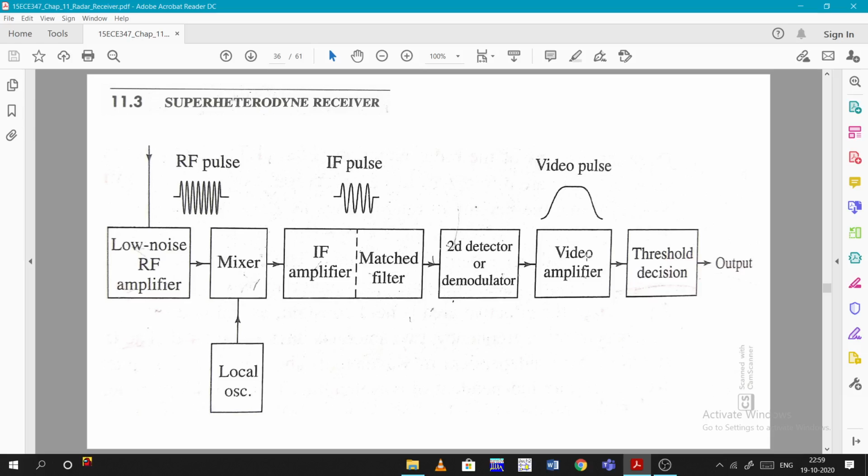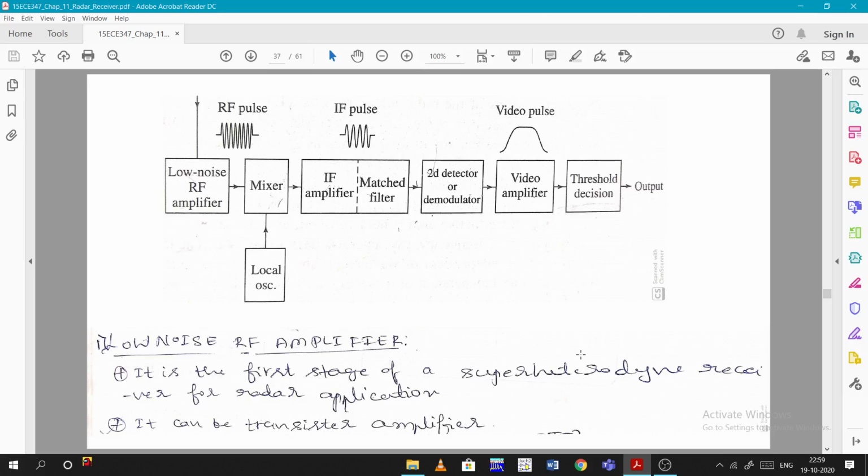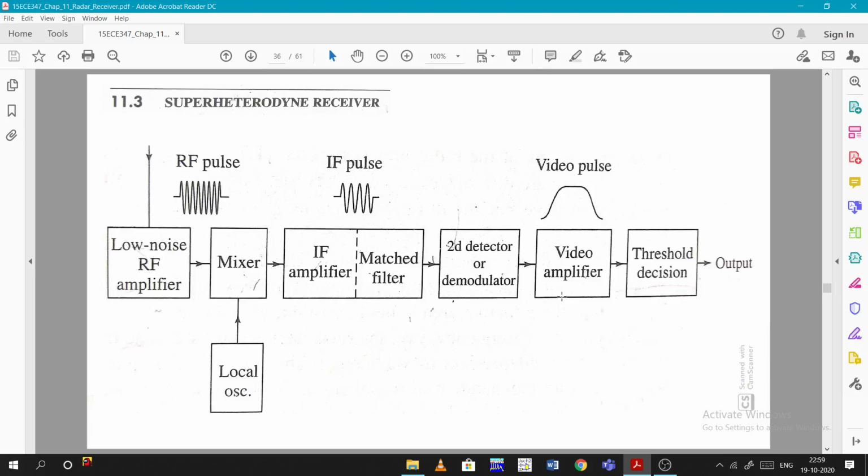Now this is sent to a video amplifier. Depending on the signal coming from the demodulator, the image will be shown on the display. There are different types of displays, which we will see in the further sessions. Next it goes to threshold decision and output. The video amplifier converts the signal to a proper form so that it can be displayed on the screen. We can't see a video here; after this output we will see.